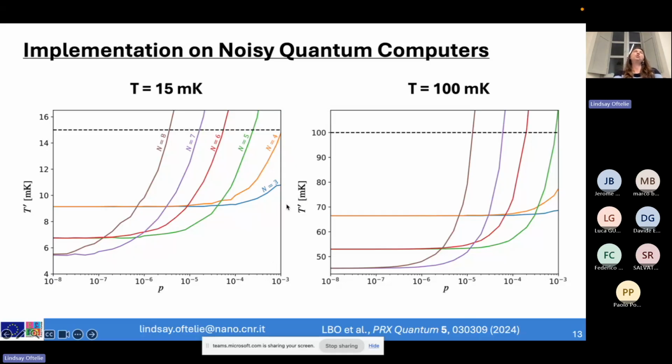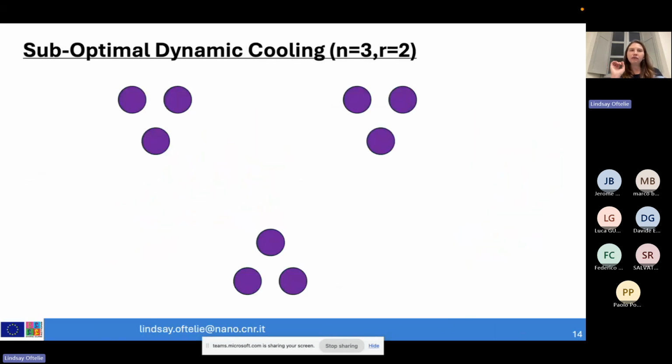So we proposed a way to combat this, which we call suboptimal dynamic cooling. In suboptimal dynamic cooling, we're going to give up a little bit of cooling power, and in return, we're going to dramatically reduce the complexity of our circuits. So in the suboptimal cooling we derived, what you do is you divide your system into clusters of little n, in this case 3, and you perform R rounds of dynamic cooling.